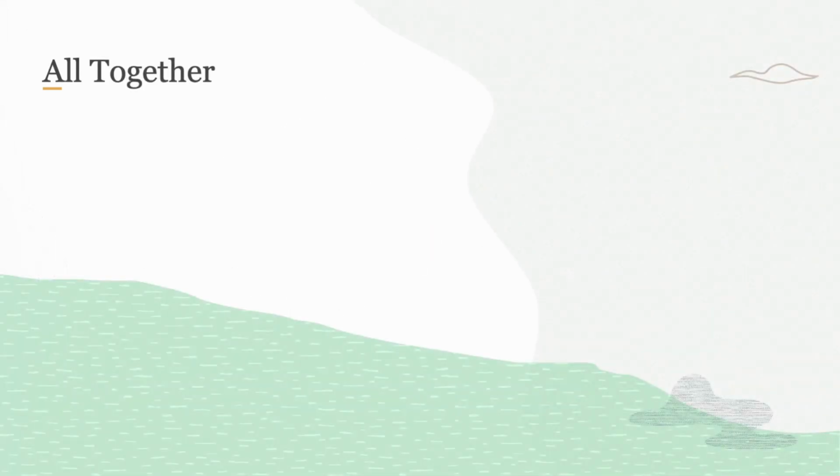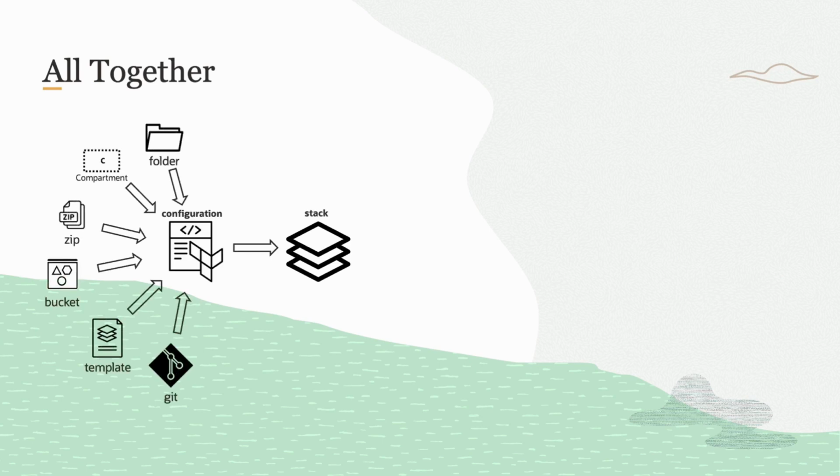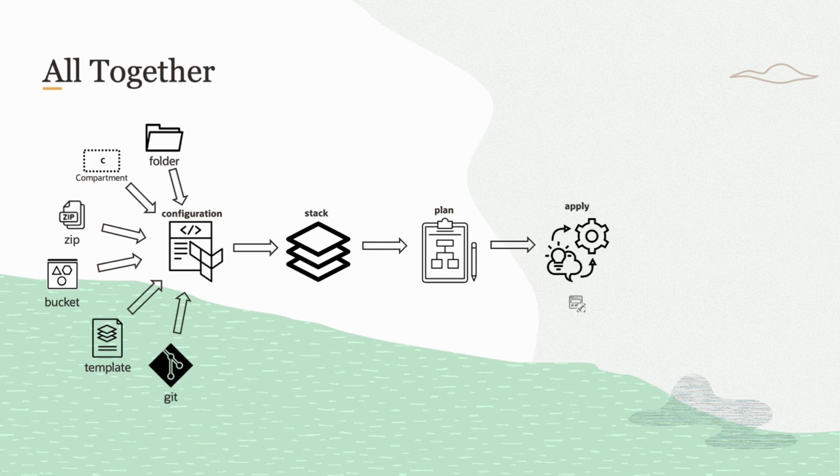Let's put it all together. We start with a configuration that can come from different sources, creating a stack. Using the plan action, it will pass through the different lifecycle stages. Once it succeeds, it will be ready to apply, that will go through its stages, to finally provision the resources.